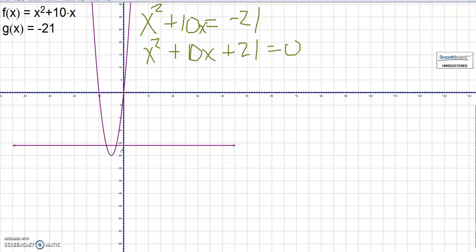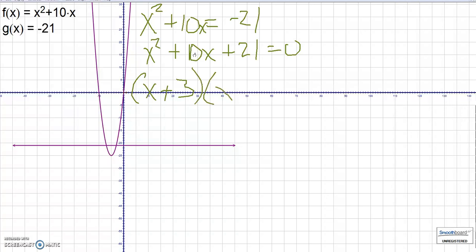So we're going to be factoring. We're going to be, in some ways, unfoiling, if that idea makes sense to you. I want to think about two numbers that would multiply to 21, but add to 10. Those two numbers would be, doesn't really matter the order in this case, 3 and 7.